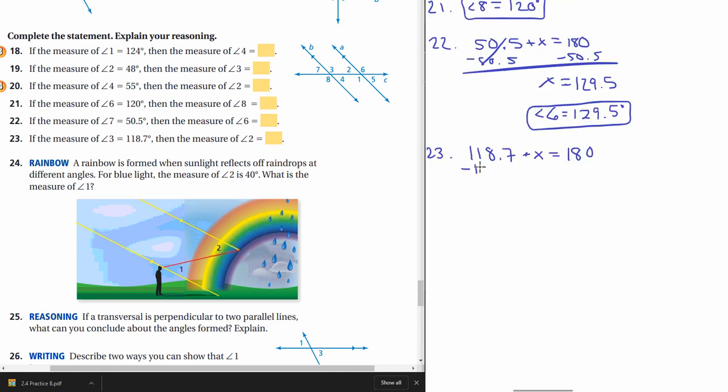Subtract off the 118.7 from both sides of the equation. I get x equals, let's see, 1.3 to get to 120, 61.3. So the measure of angle 2 is 61.3 degrees.